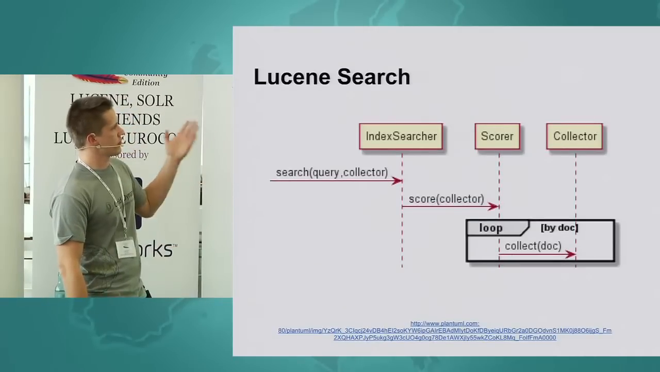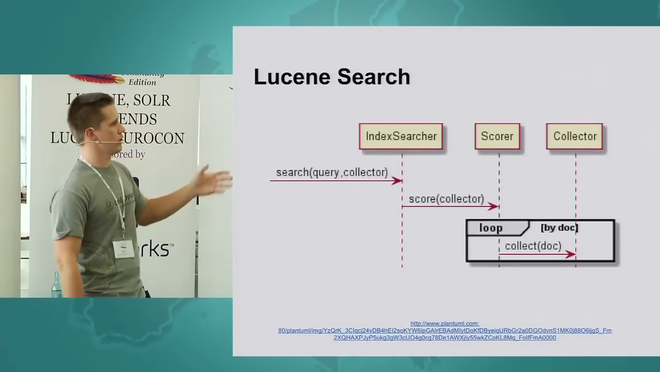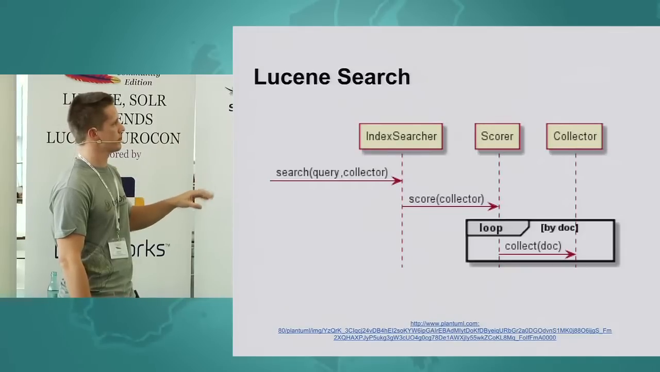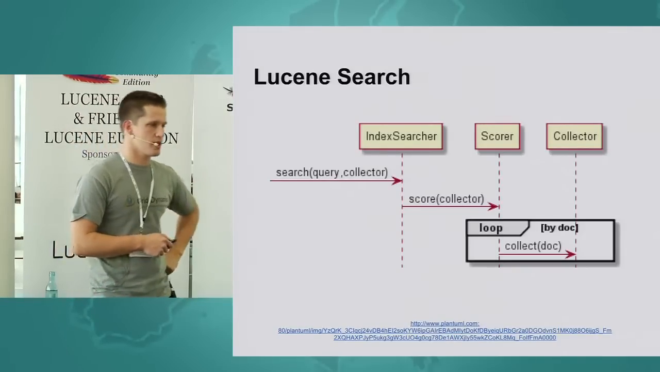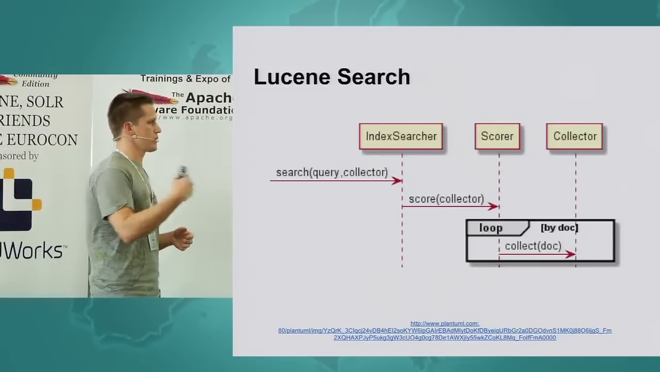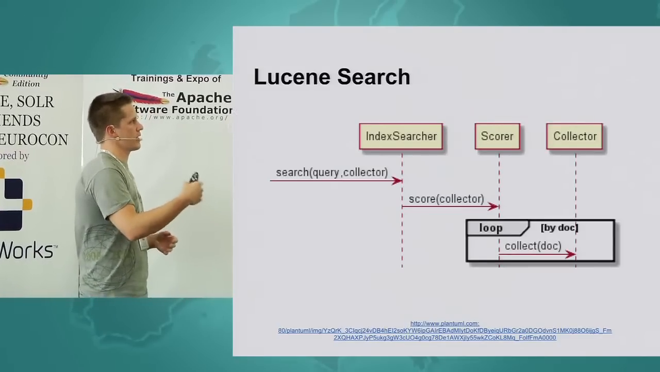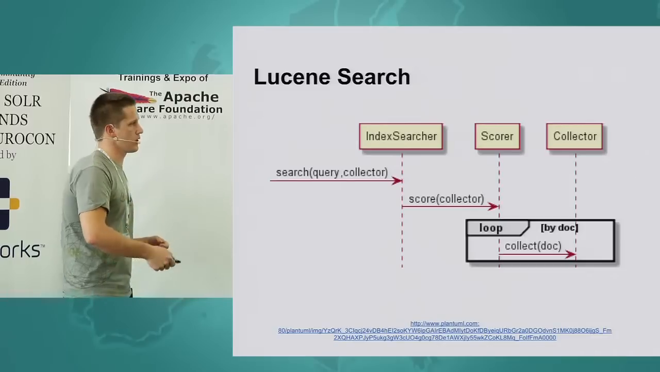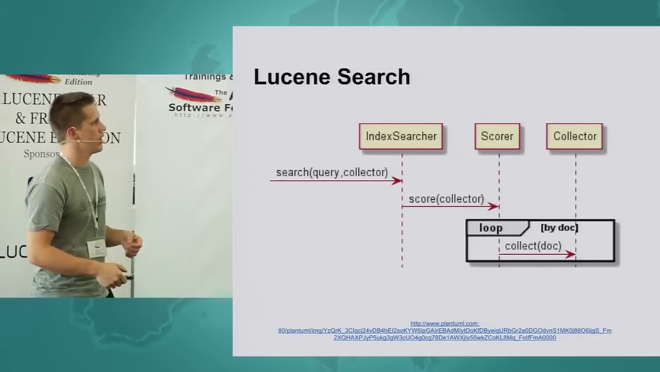Let's also refresh the core Lucene search routine. That's how Lucene searches. When we ask IndexSearcher to search, it creates a scorer and loops the scorer through matched documents, and the scorer puts every matched document into a collector. That's how it works.